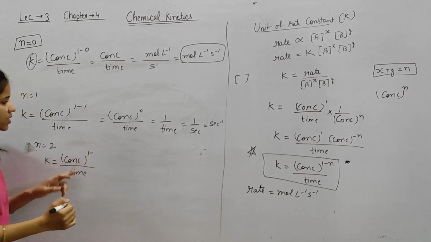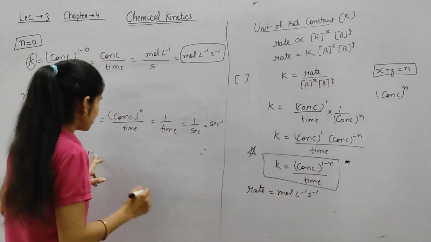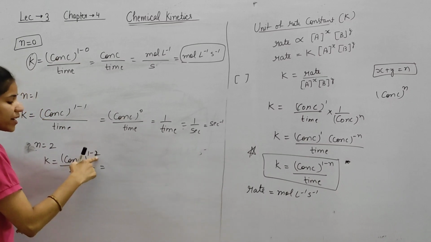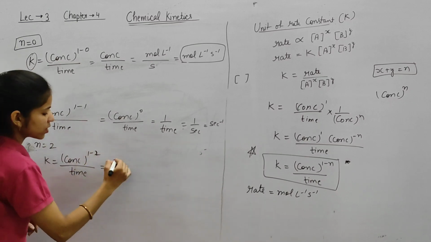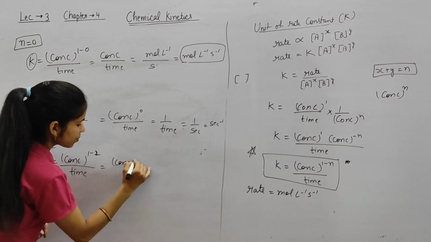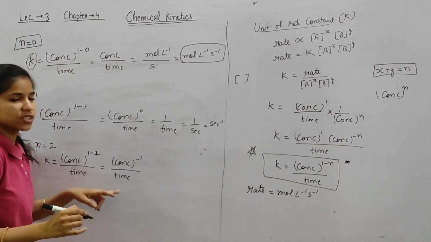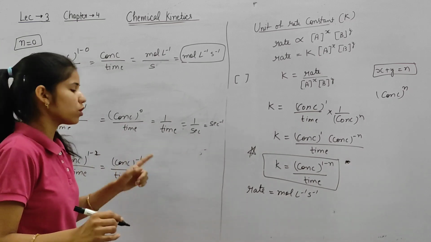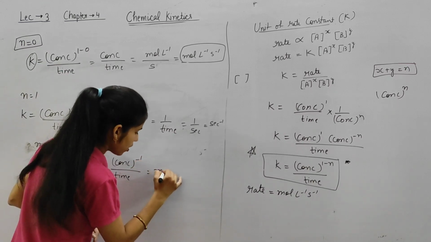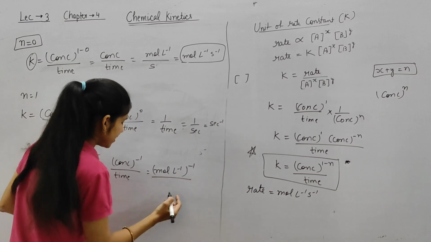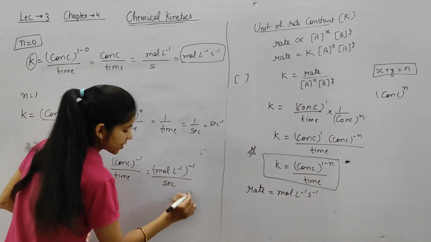Here n is 2, so 1 minus 2, there is minus 1. So concentration raised to the power -1 divided by time. So concentration we are taking in terms of mole per liter. So mole per liter, there is -1 and second.